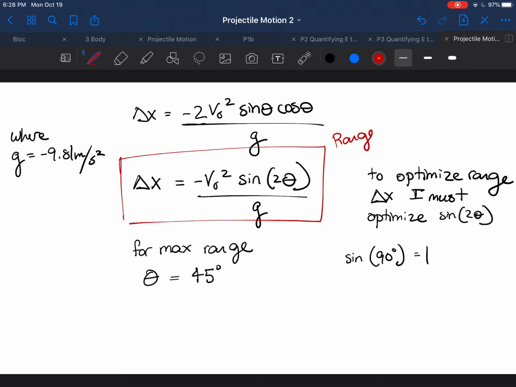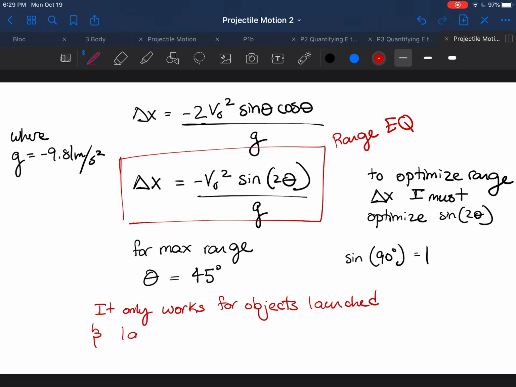Now, this equation here is known as the range equation. This is not on the AP formula sheet, but it is a rather helpful formula. However, it only works for objects launched and landing at the same height.